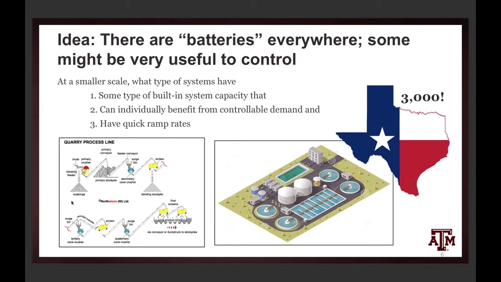Here in Texas, for example, there are more than 3,000 wastewater treatment plants in the whole state that are large enough for us to treat at this level and find some useful capacity and battery capacity out of them, if this works.